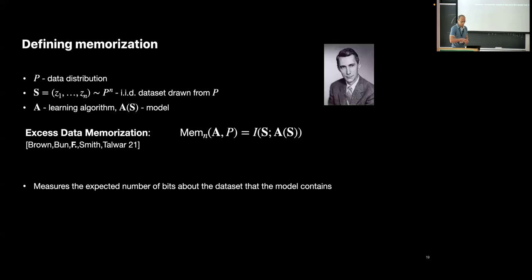The definition we'll use was first introduced in the work of Brown, Bun, Smith, Talwar, and myself, and it is the good old notion of mutual information due to Shannon. Specifically, it's a definition parameterized by the number of examples you have observed, the data distribution from which you're sampling the data set, and the algorithm. It's just the mutual information between the data and the model. Basically, how many bits in expectation the model contains that are specific to the data set. And I say specific to the data set because the distribution P is fixed here, so there's no information about the distribution P.